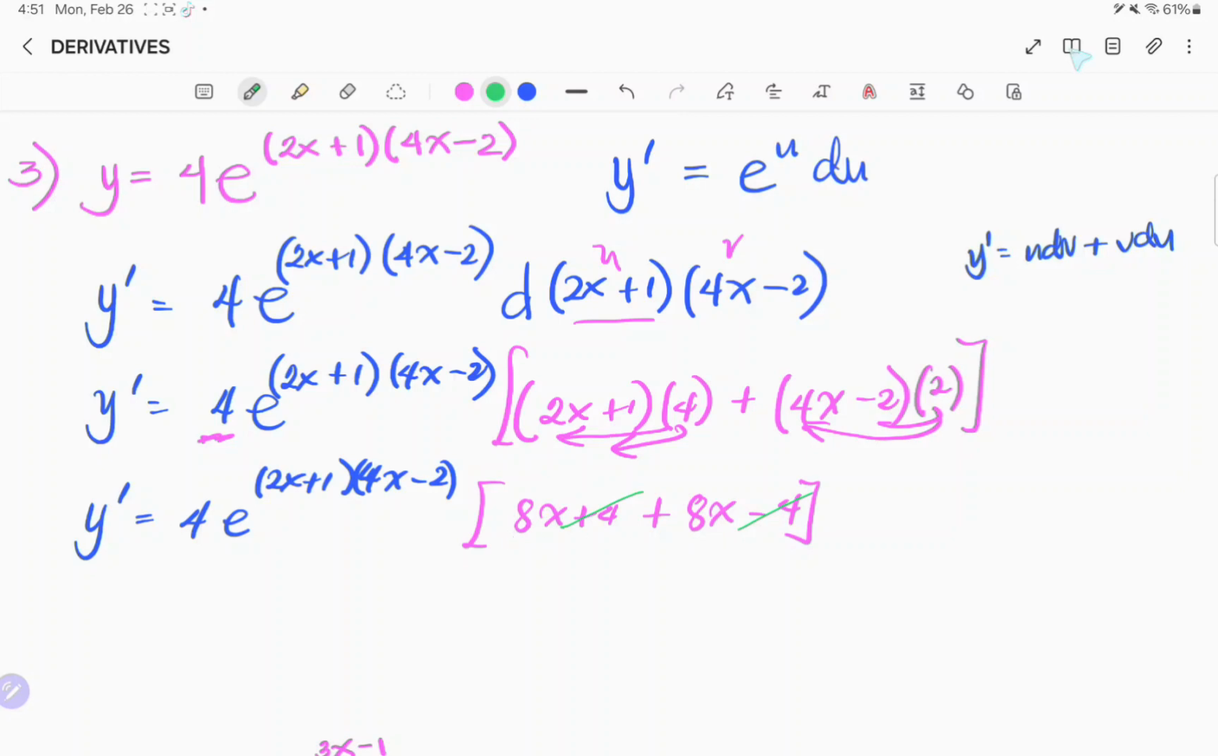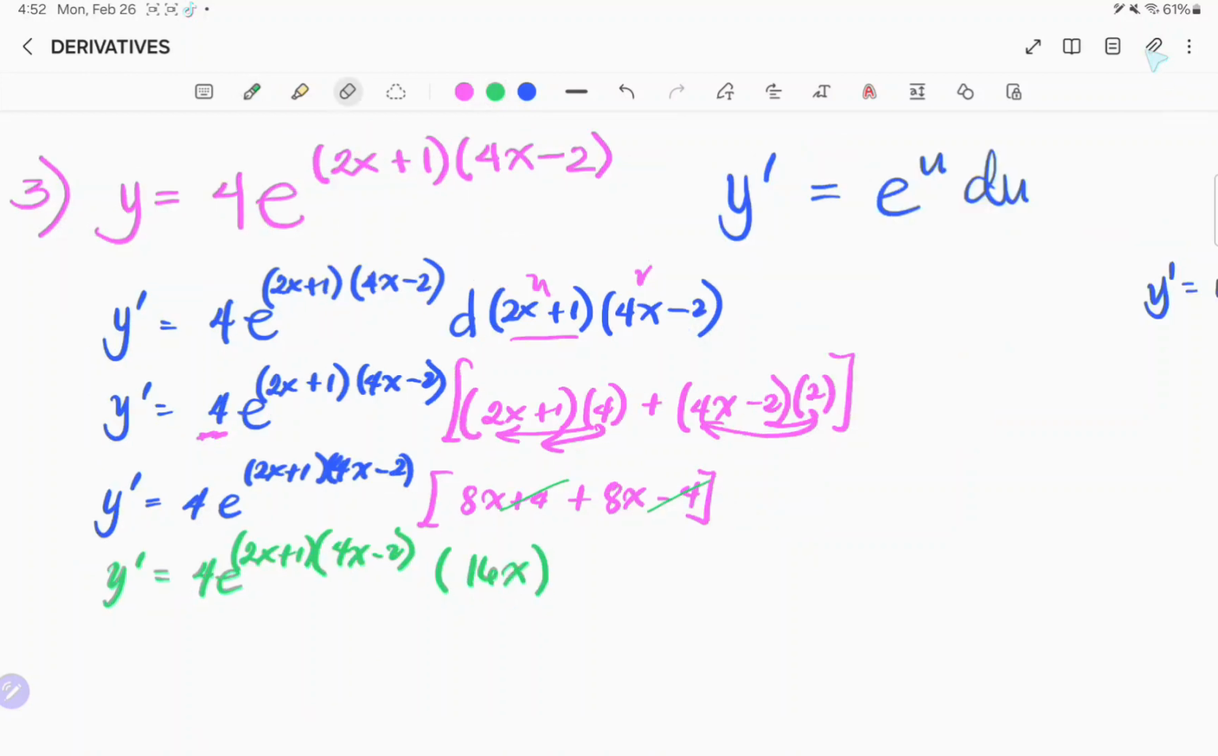So we have to copy this y prime equal to 4e raised to 2x plus 1 and 4x minus 2, and to be multiplied by 16x. So as we continue this solution, we have to multiply 4 and 16x. So that would give us 64x e raised to 2x plus 1 times 4x minus 2.